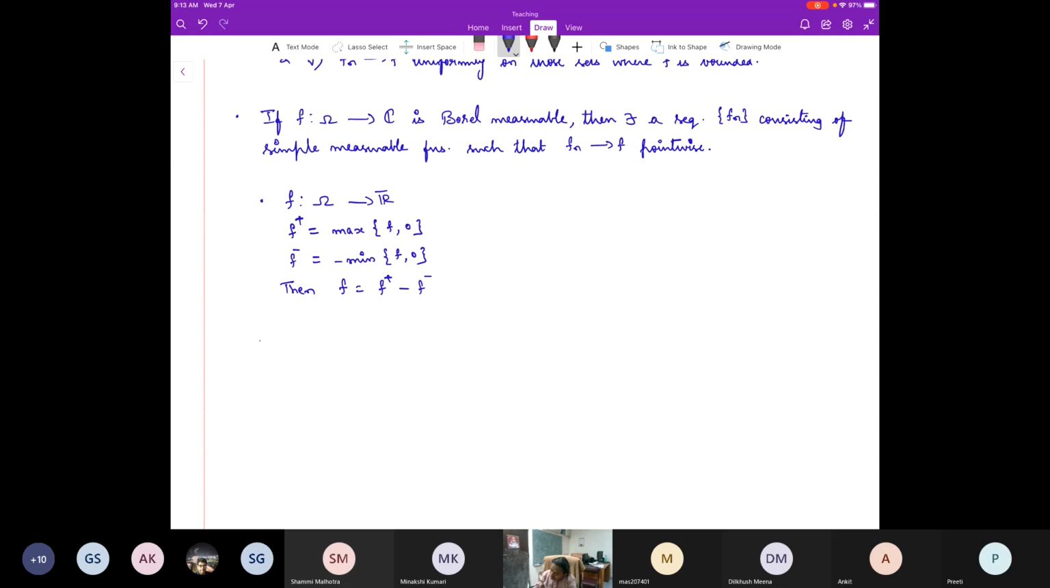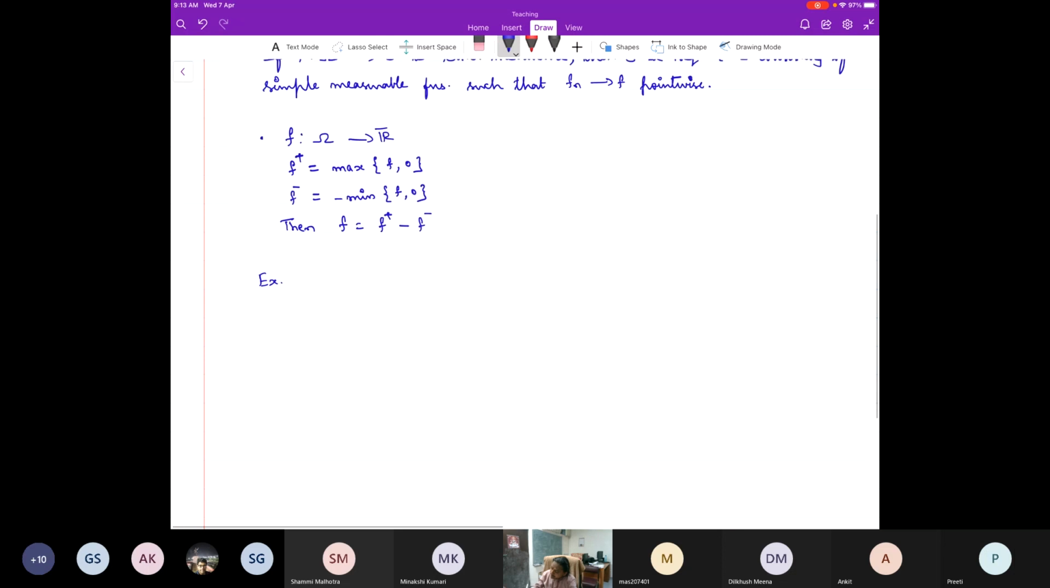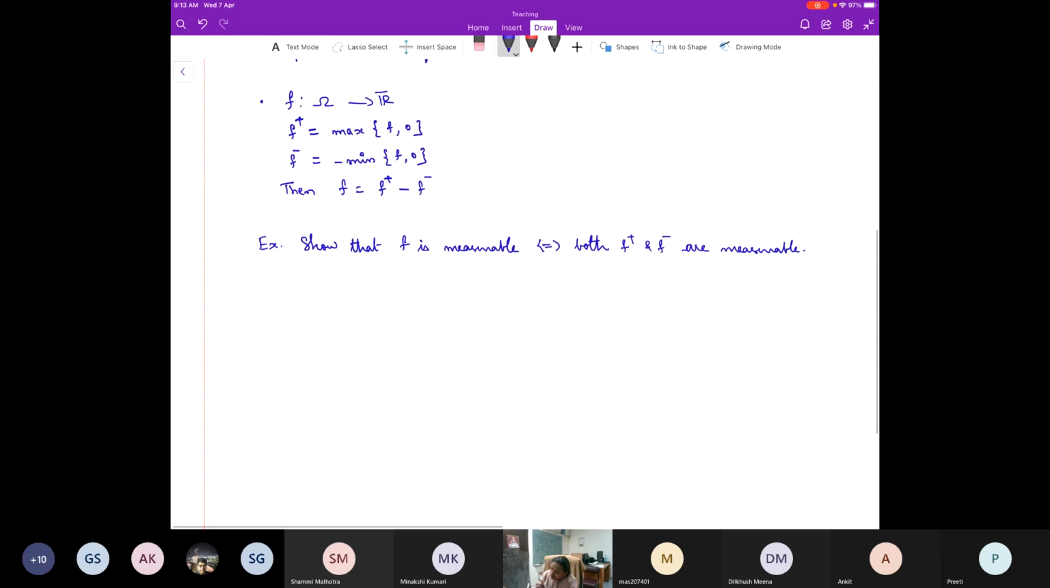An exercise here is to show that f is measurable if and only if both f plus and f minus are measurable. Now the proof is easy. How do you prove it?